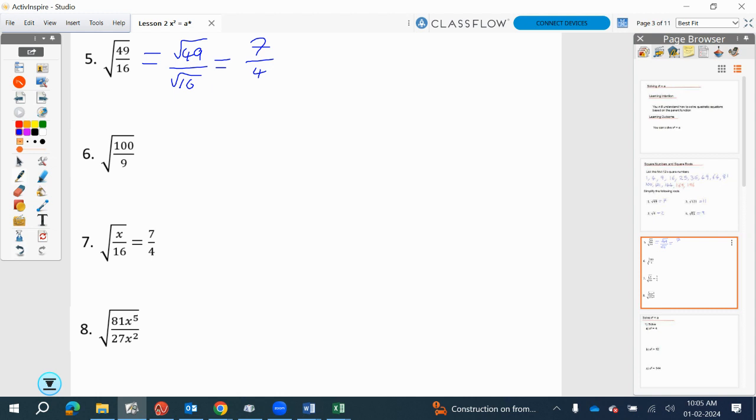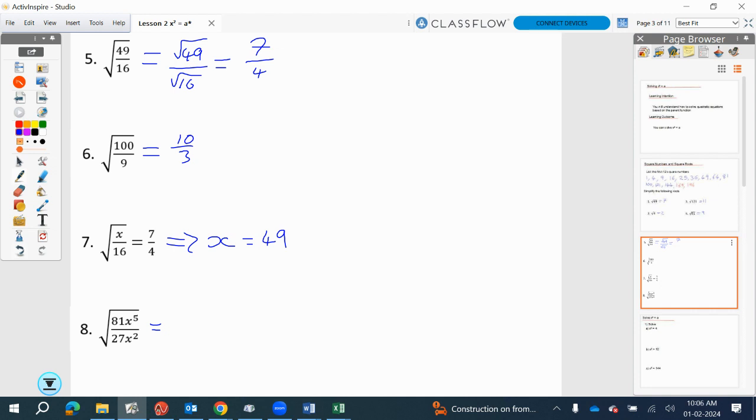What's the next one? Sarah. Yep. 10 over 3. How about this one? This one we have to solve. What's the value for x? Sarah. Equals 49. All right, and then this last one.